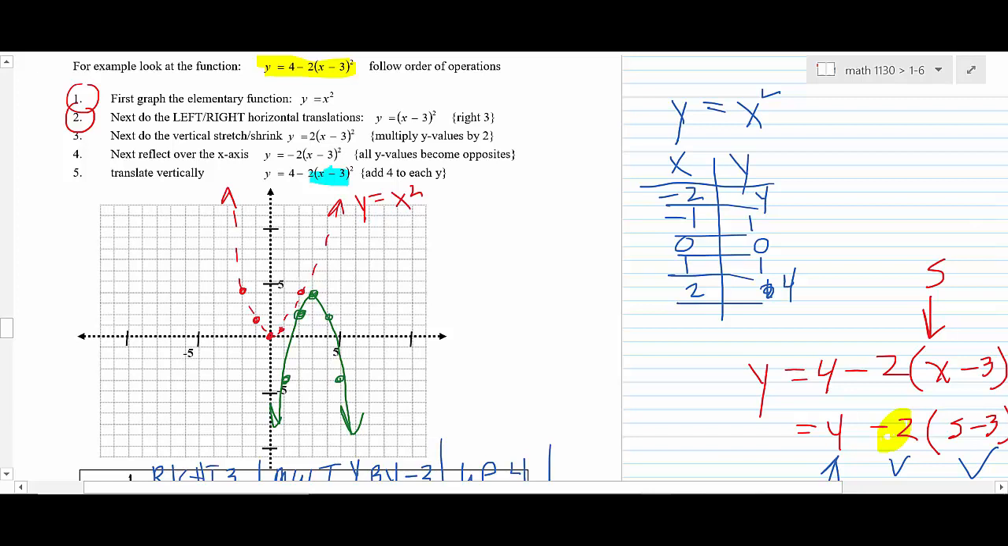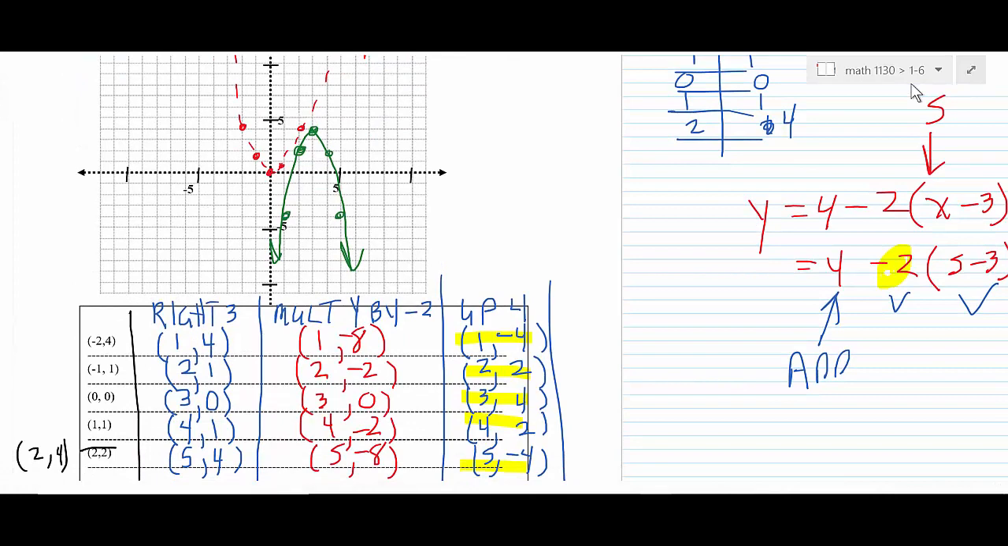And then what did we do? We moved everything up 4. Look at this point here: 1, 2, 3, 4. Yeah, that got moved up 4. So you can do transformations in all steps like that. A lot of times a textbook will show you to do this in steps. You could plot those points, and all that's going to do is move everything right 3. Then you can plot these points, which would show you how it reflected and stretched. But I don't care. All I want is the final product.